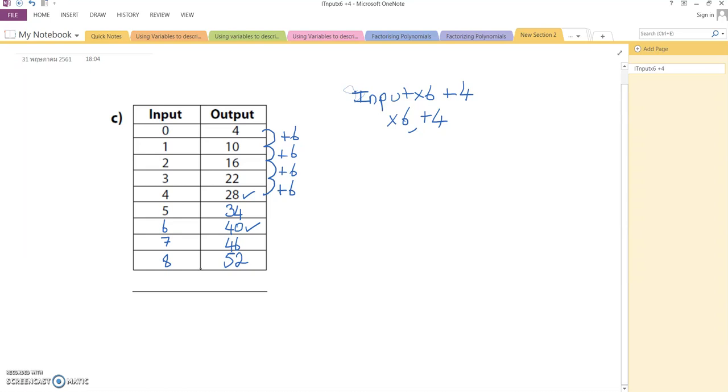Now let's calculate it for the nth term. Again, what did we do to the input? We multiplied it by 6 and added 4. What will we do here again? We'll multiply it by 6 and add 4. In other words, you can also write this as 6n plus 4.